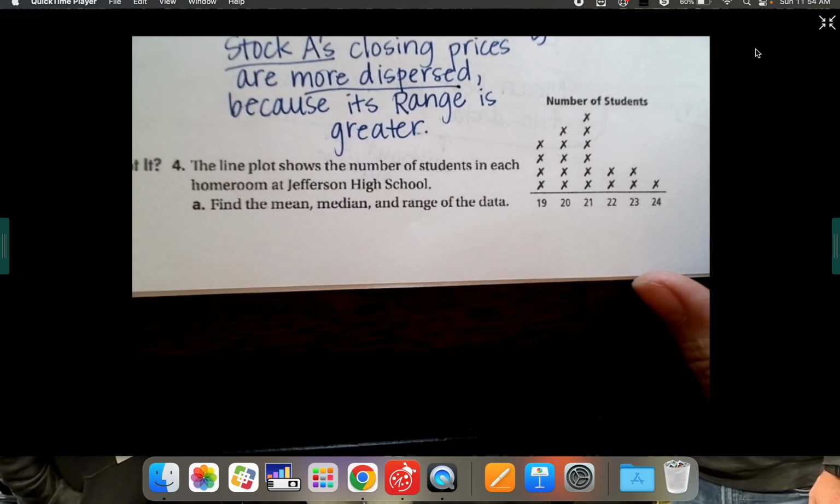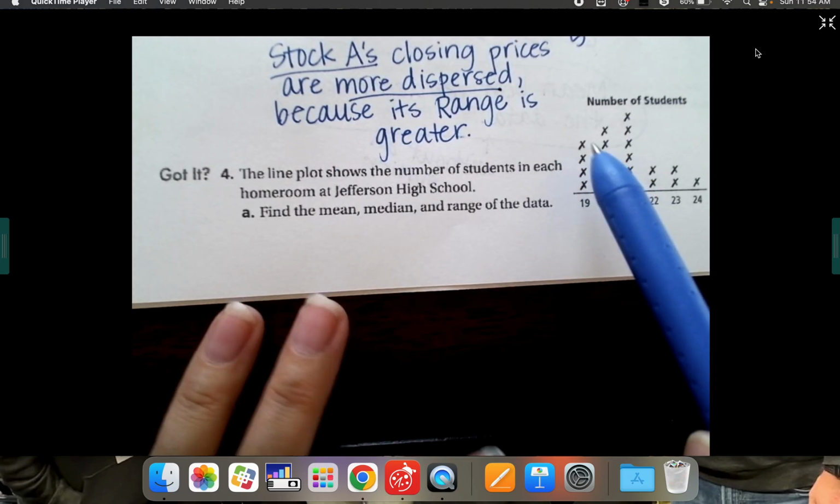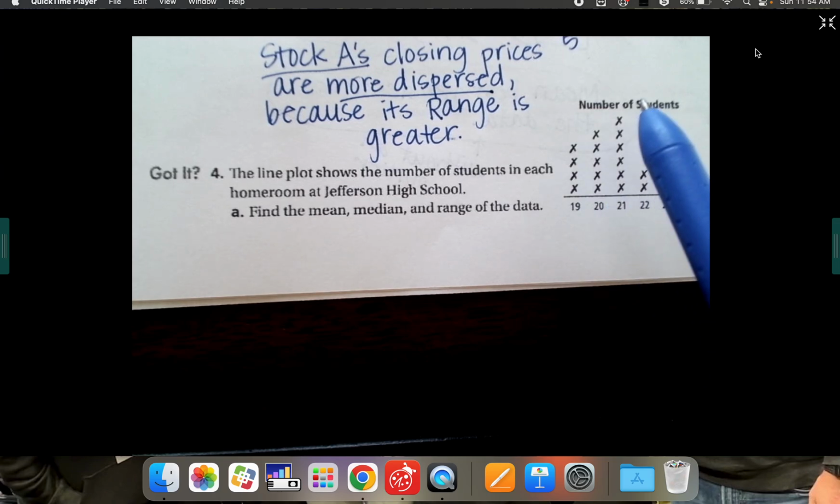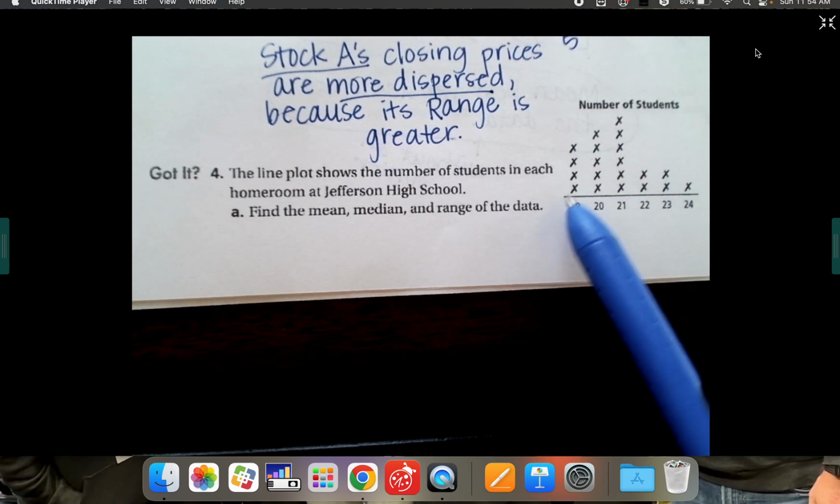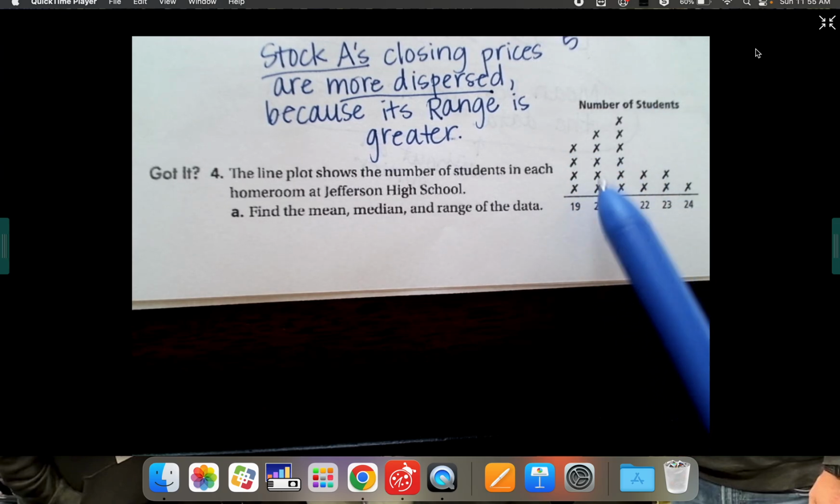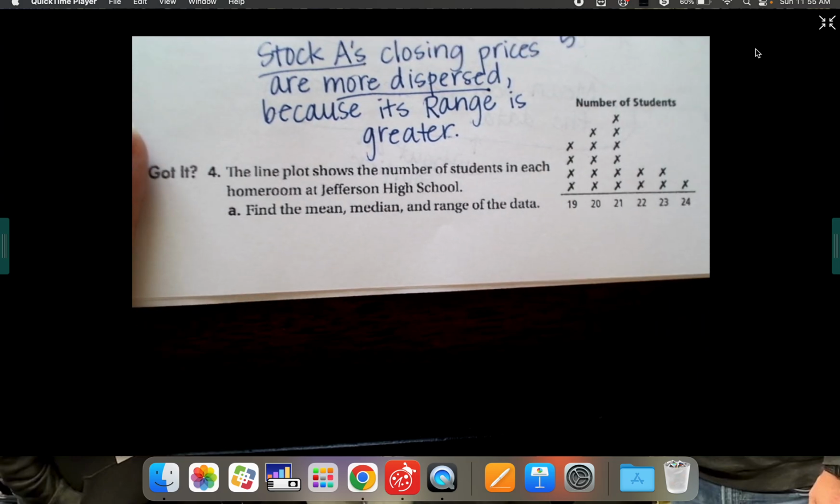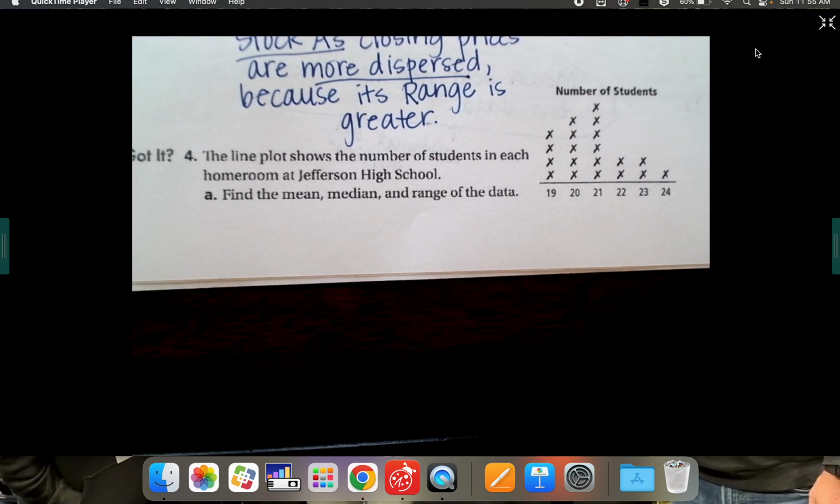Okay, your last one, I have not shown you one of these line plots before. It's called a line plot where there's little X's. And so I really want you to look at this one. There's some line plots on your homework, but also a lot of times these pop up on the EOC, and you need to first understand them.